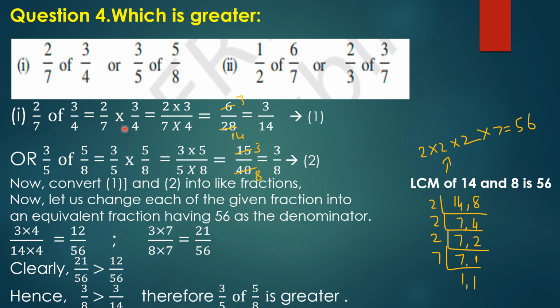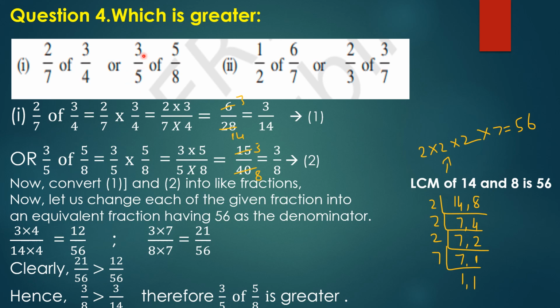2 by 7 into 3 by 4, which is equal to, now we have to multiply the numerator and denominator separately to get the product of these two fractions. That is as per the multiplication of the fractions. Now 2 into 3 will become 6, divided by 7 into 4, it is 28. 2 3s are 6, 7 4s are 28. Therefore 3 by 14 is the answer for the first one.